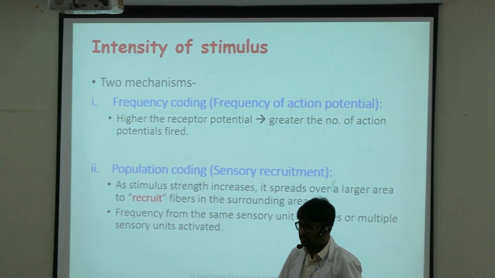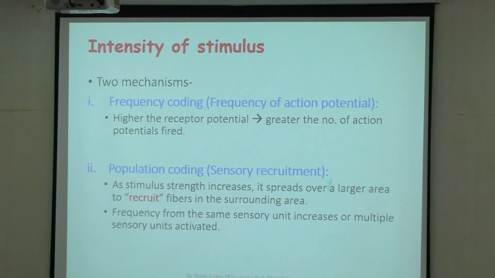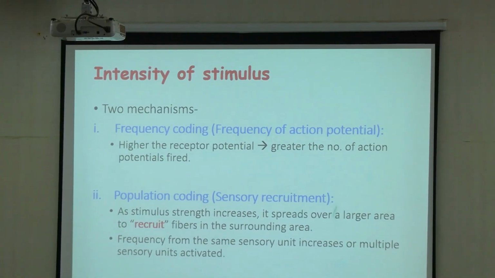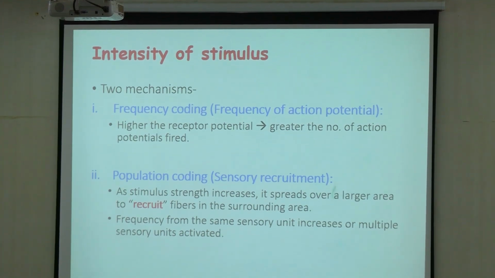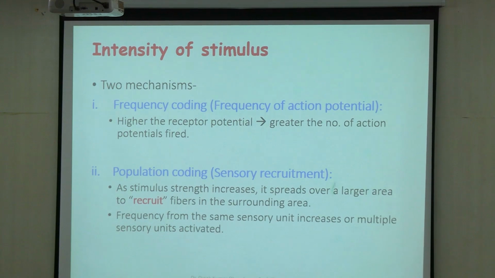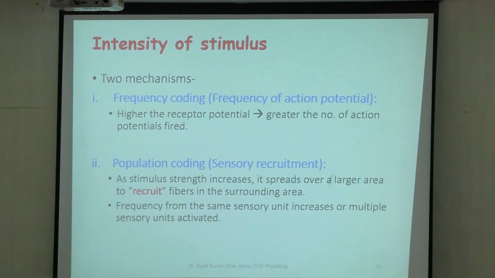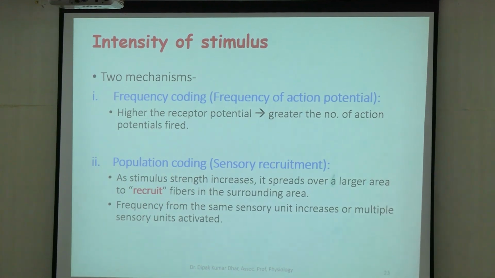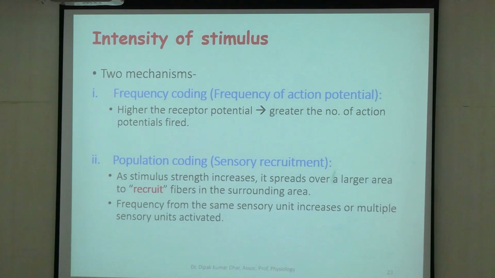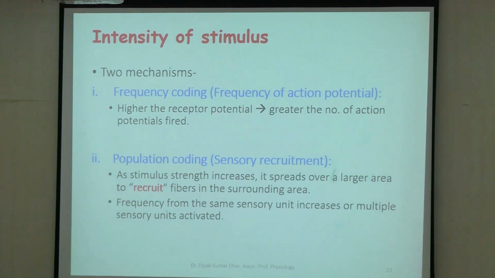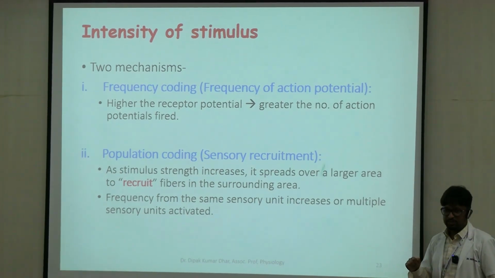Now how does the intensity of a stimulus get coded? So there are two mechanisms. One is frequency coding. So the larger the strength of the stimulus, the greater the magnitude of the receptor potential, right? And the more action potentials that are produced. So this is called frequency coding, right? We have talked about this during the transduction process. Second one is population coding. What does this mean?